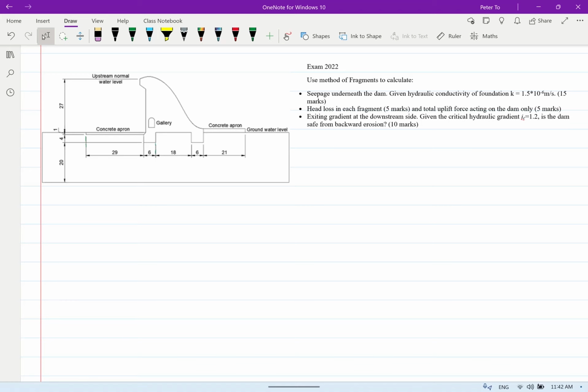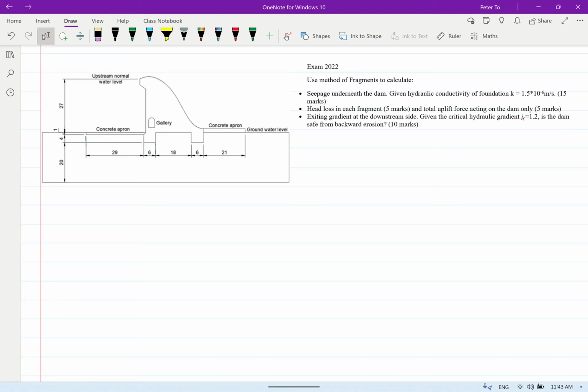In this tutorial, we are going to be familiar with an example using method of fragments. I know that there are several alternatives which may be more complicated, but the accuracy is not that much. So therefore, I choose method of fragments as an example for you to understand the concept. You know that nowadays engineers will use software to calculate seepage because it is more accurate. However, if you don't understand the concept, it may be hard to interpret the result from the software.